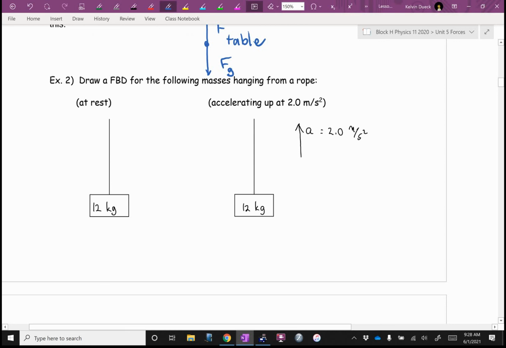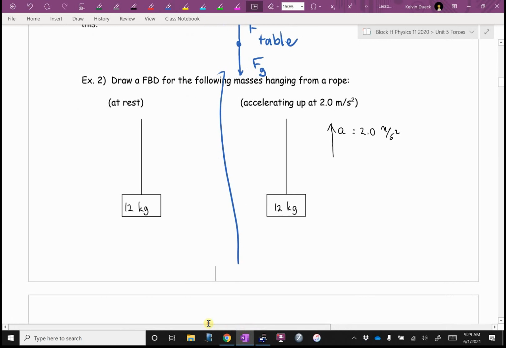Example 2: draw a free body diagram for the following masses hanging from a rope. So there are 2 examples here. The first one is at rest. I'm going to represent the mass with a dot right there. What are the forces acting on it? Get the obvious one: gravity. Which way? Okay, so let's draw an arrow pointing down. Gravity.